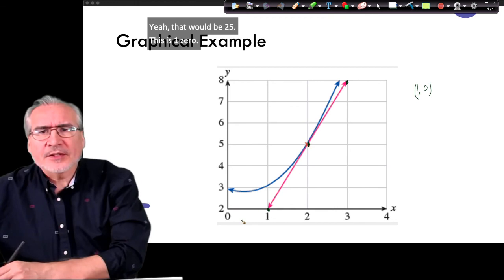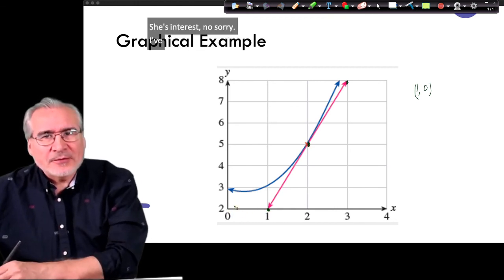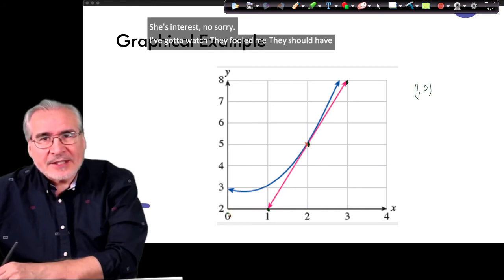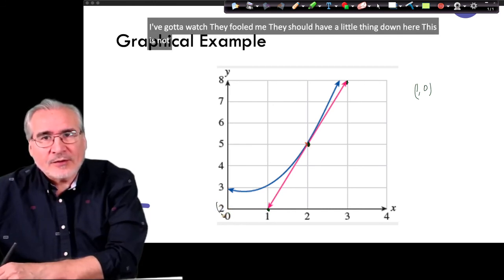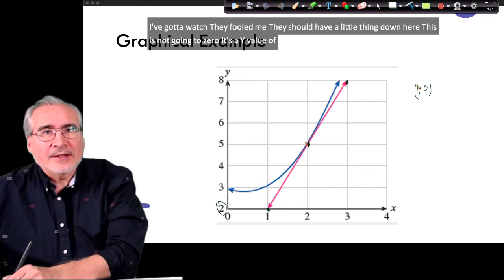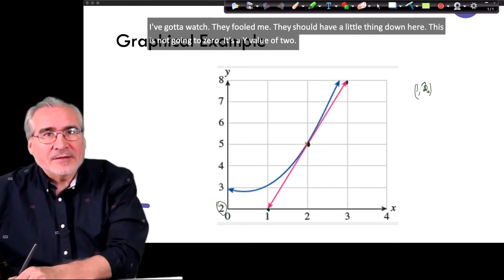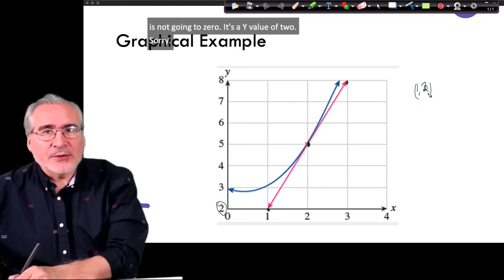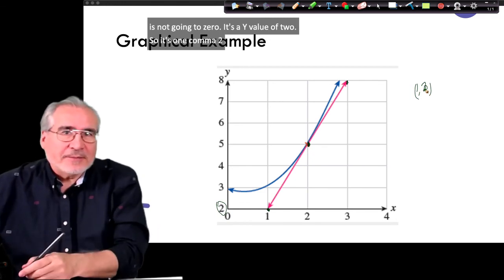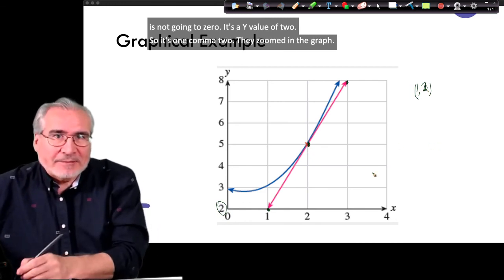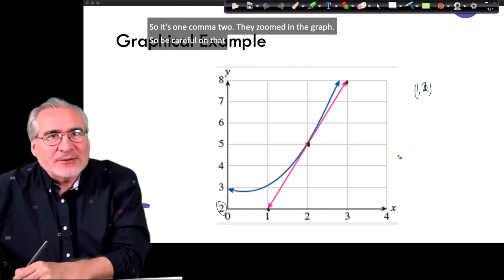It's just interesting. No. Sorry. I've got to watch. They fooled me. They should have a little thing down here. This is not going to 0. It's a y value of 2. Sorry. So it's 1, 2. They've zoomed in the graph. So be careful on that. It got me. It could get you too.